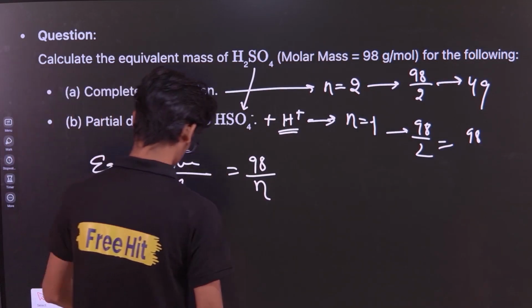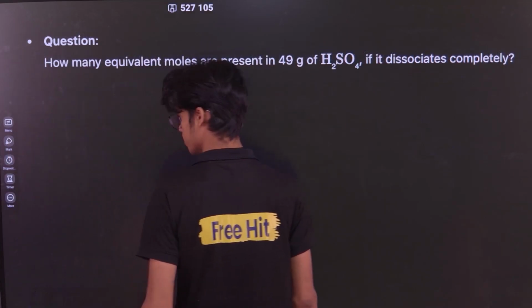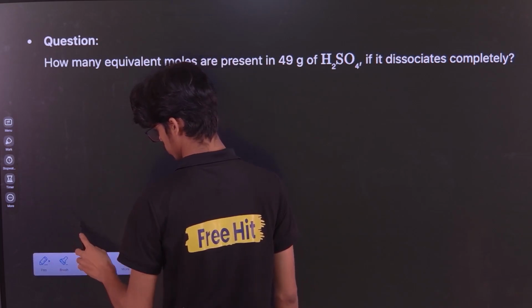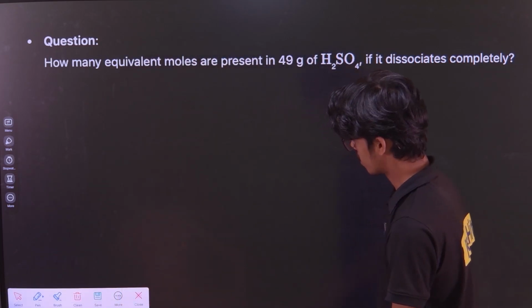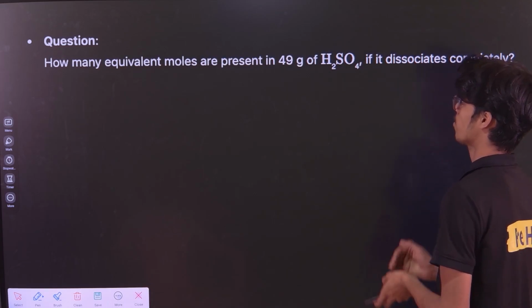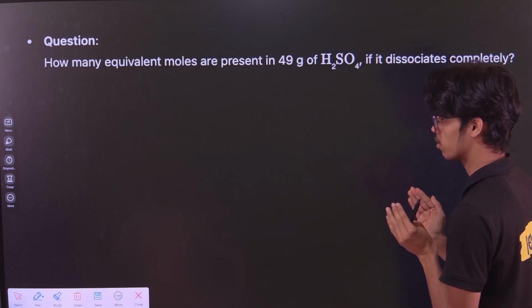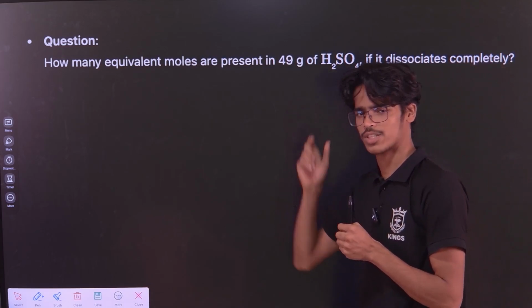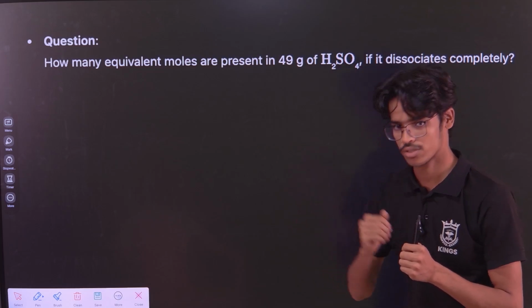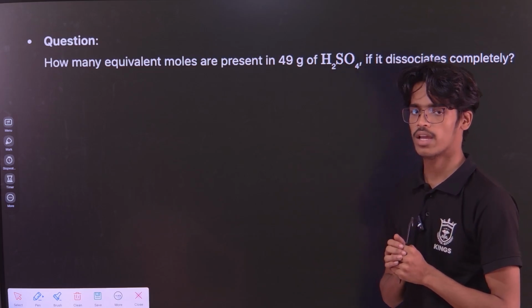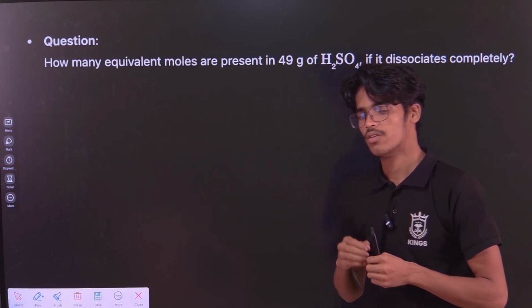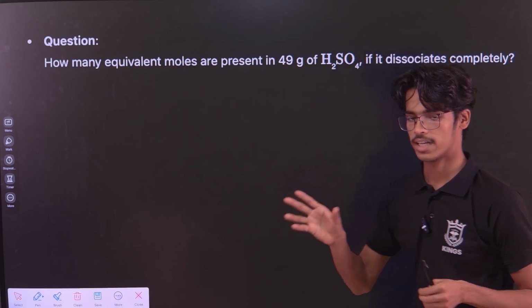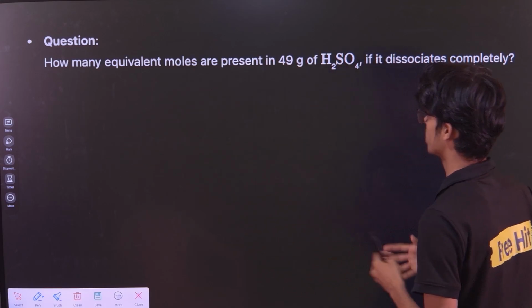Let's go on to the next question. How many equivalent moles are present in 49 gram of H2SO4? But always remember, for H2SO4 there are two cases: complete dissociation and partial dissociation. For complete dissociation, 49 gram per equivalent. For partial dissociation, 98 gram per equivalent. The equivalent mass I am talking about.